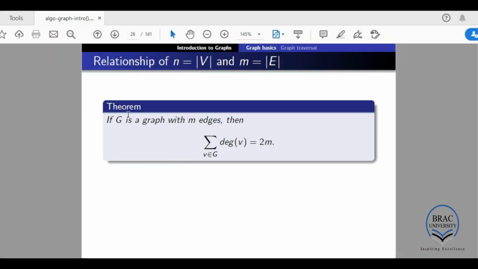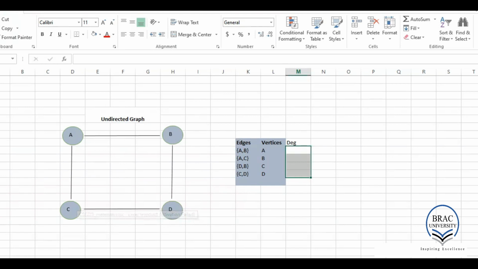Now there's a theorem. This is the handshaking theorem, and it says that if G is a graph with m edges, so if G is a graph and it contains a certain number of edges, which is m in this case, then the summation of the degrees of all the vertices in the graph will be equal to 2m. So the summation of all the degrees of the vertices in the graph will be equal to twice the number of edges present in the graph. To prove that, I will be explaining that with an example.